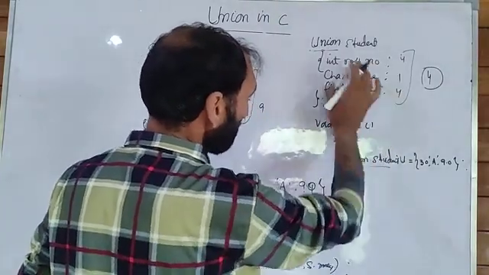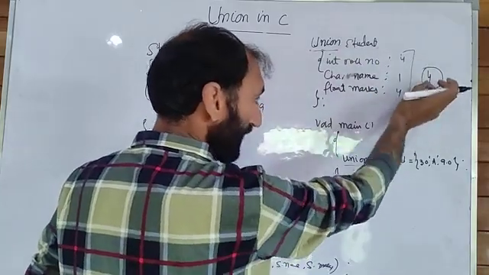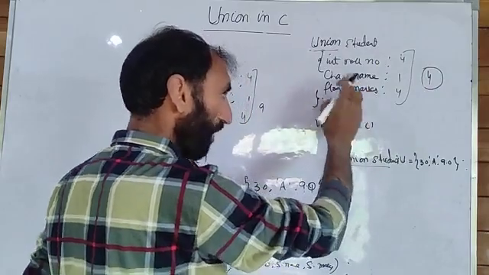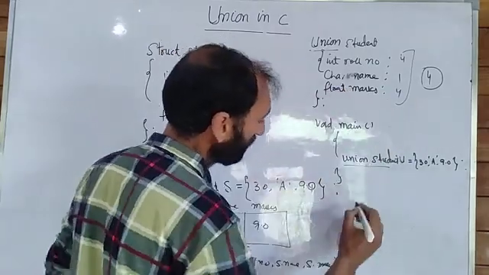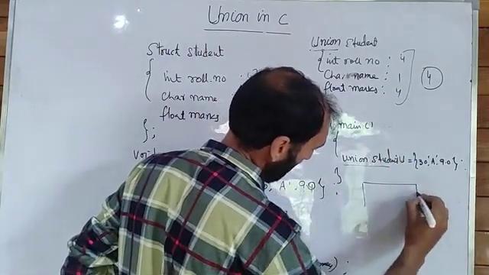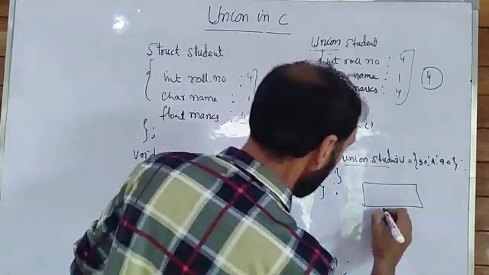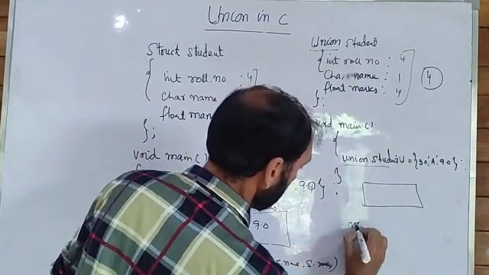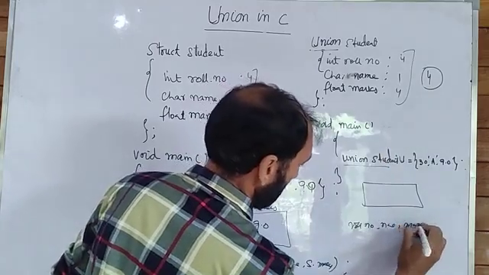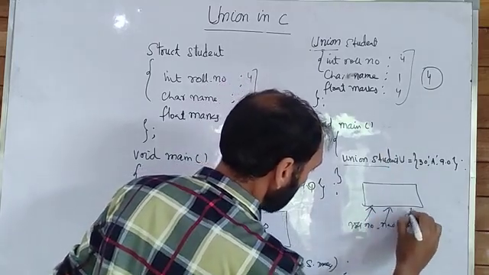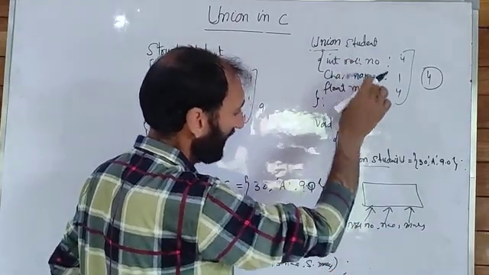as I have already told you, in a union the memory manager allocates the memory of the data type that occupies the maximum amount of memory: biggest, highest, largest, which is float. In this case, only 4 bytes of the memory will be allocated. You can see only 4 bytes of the memory are allocated for this, and it contains the roll number, the next one is the name, and the next one is the marks. All 3 members: roll number, name, marks.